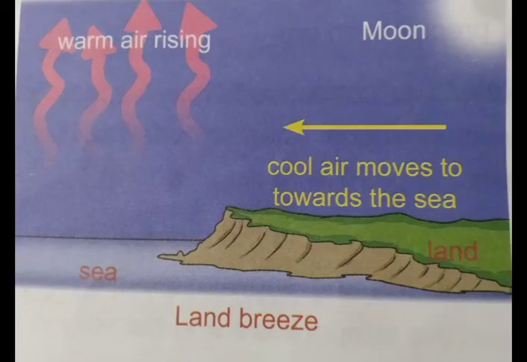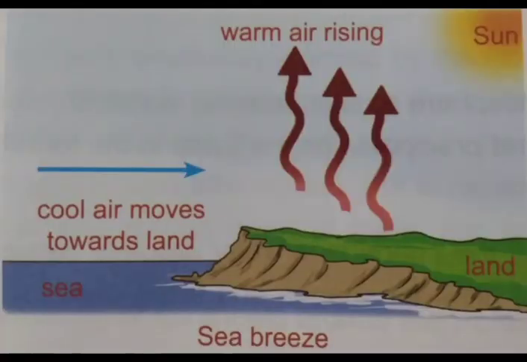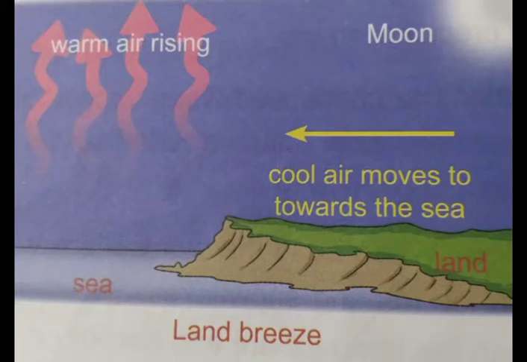Unlike land, water heats up slowly and cools down also slowly. So, at night, when the land is cooler than the sea, the air above the sea rises up and the cool breeze from the land blows over the sea. This is called the land breeze. Just to summarize, sea breeze blows during the daytime, whereas land breeze blows during night time.